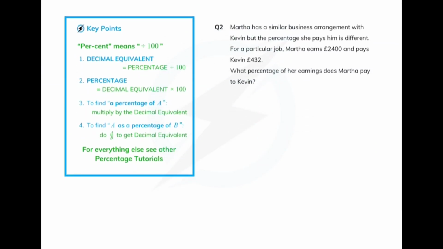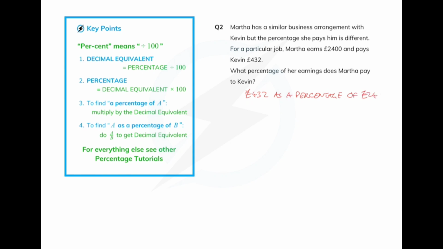For question 2, we've got Martha, and she's got a similar business arrangement with Kevin, but she pays a different percentage. For a particular job, Martha earns £2,400 and pays Kevin £432. What percentage of her earnings does Martha pay to Kevin? Well, this is where we want to express 432 as a percentage of 2,400.